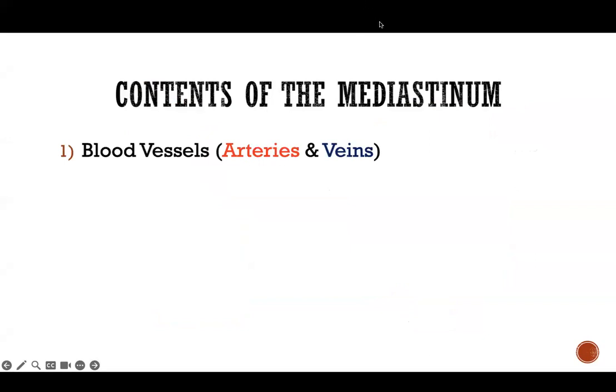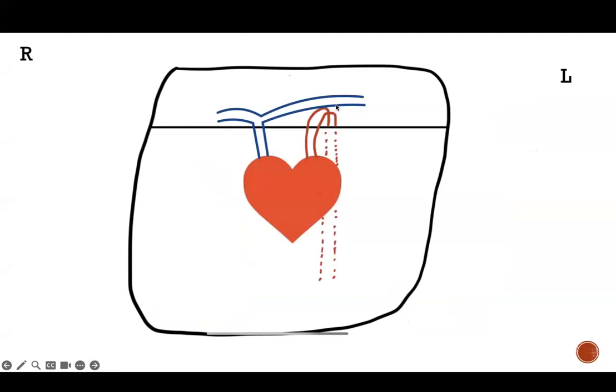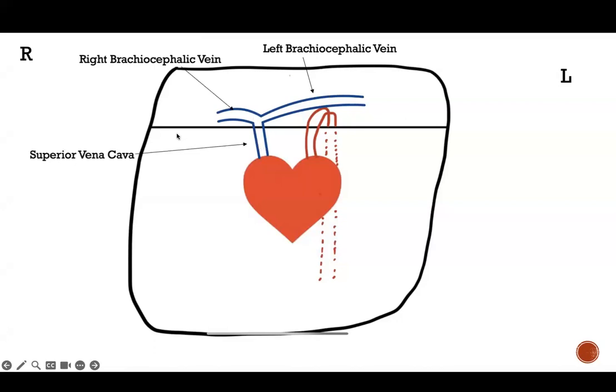Let's talk about veins. Do you guys know what this vein is? Superior vena cava. This one is the superior vena cava. And what about those? Left and right brachiocephalic vein. Excellent. Again, from the name, brachiocephalic means that it drains the arm and the head. We have a left and a right brachiocephalic vein, and obviously here we have the superior vena cava. Now, why is the left brachiocephalic vein longer than the right brachiocephalic vein?